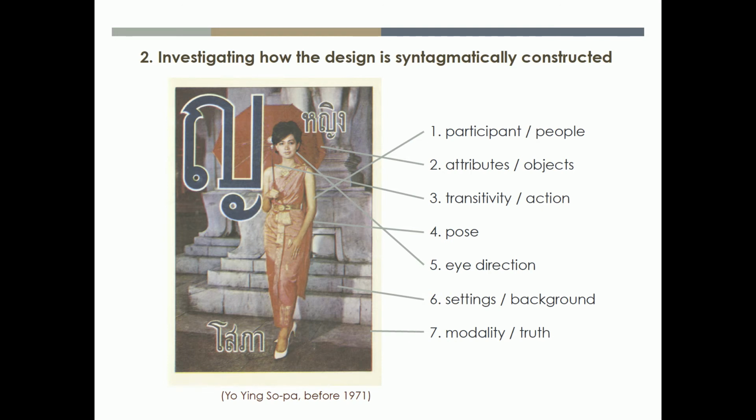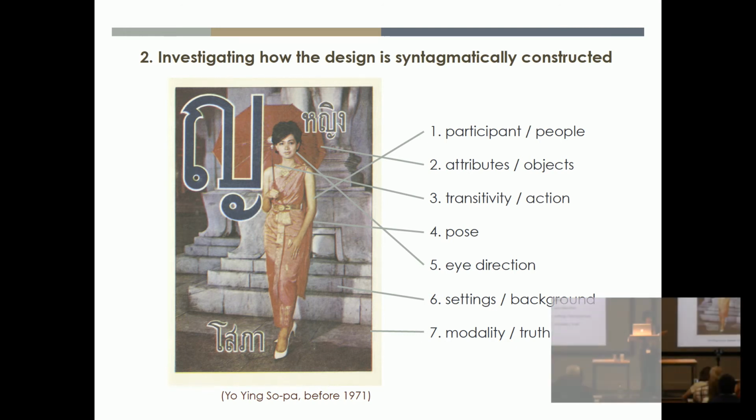It shows a Thai woman with a short hairstyle. Second, attributes and/or objects. It shows a red plain vinyl umbrella, a traditional Thai costume with golden Thai-style accessories. Third, transitivity or action. It shows the woman standing while holding an umbrella and placing it on her right shoulder. The fourth, pose. It shows standing to be photographed with a still face.